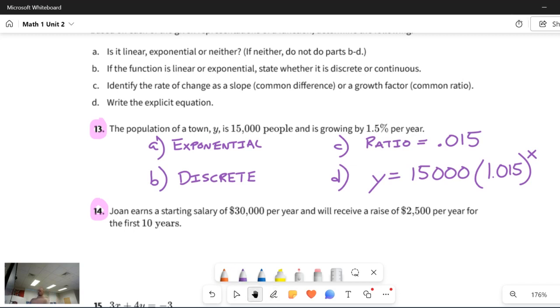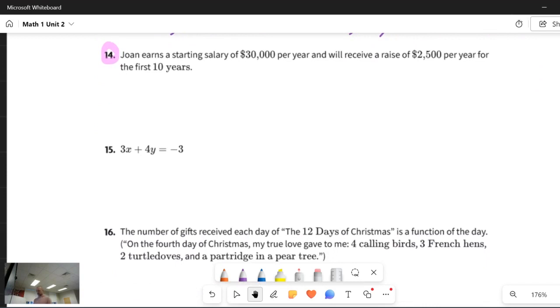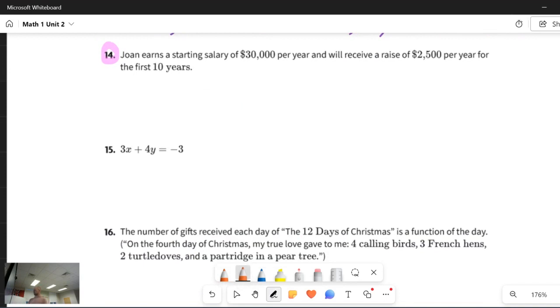Cool. So 14 is asking us the same 4 questions, so I apologize for taking that off the screen. We'll change it up here to give us something different to look at. Joan earns a starting salary of $30,000 per year and will receive a raise of $2,500 per year for the first 10 years.